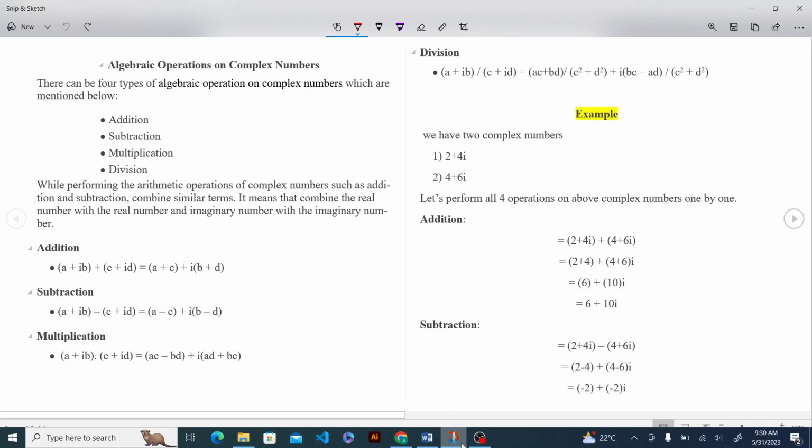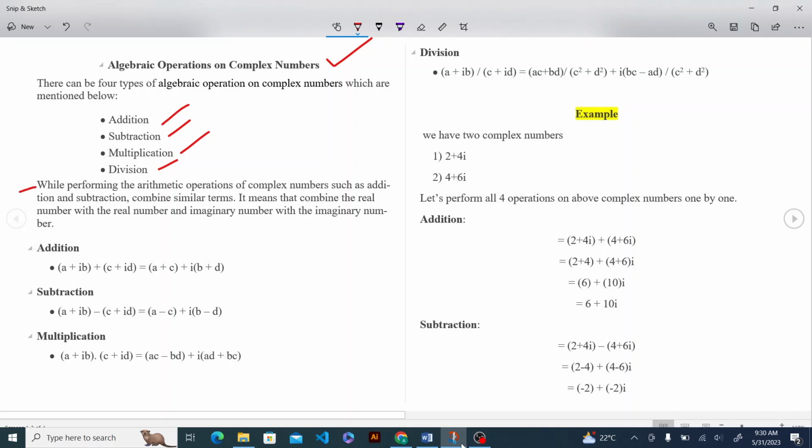Today's topic is algebraic operations on complex numbers. There are 4 operations that can be performed on complex numbers. They are the basic operations which we perform on real numbers as well. The first one is addition, then subtraction, multiplication and division.